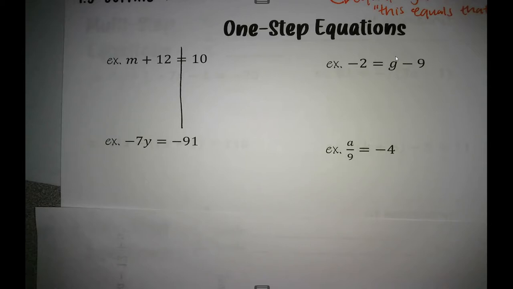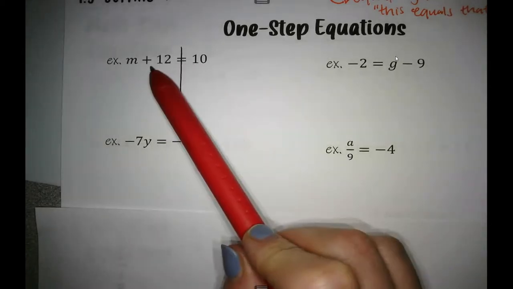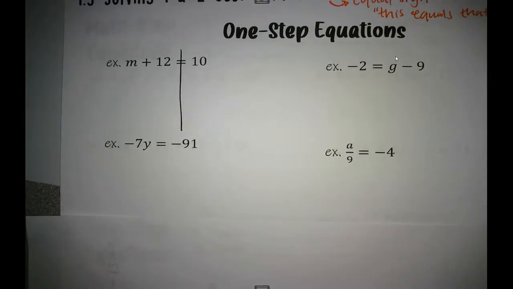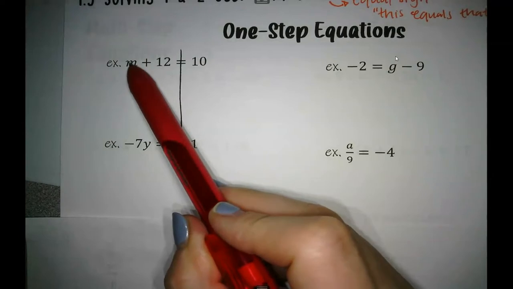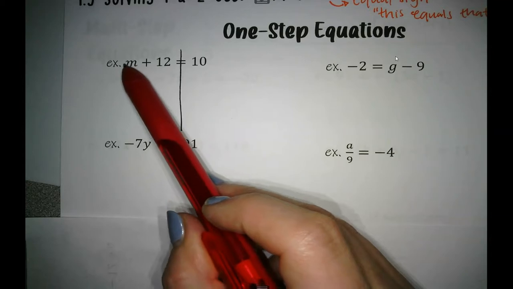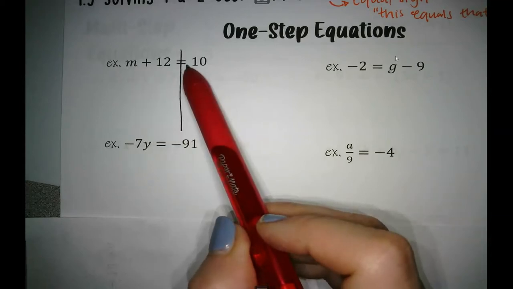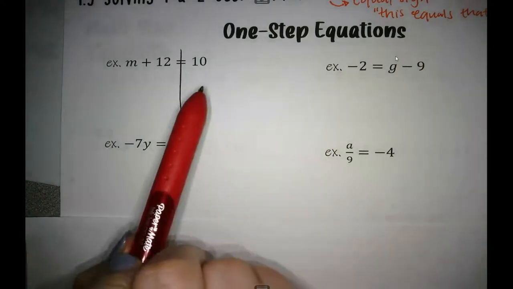Okay? So we got m plus 12 equals 10. And I need to solve for m. That's what the question is going to ask me. Something about solve for the variable. What number makes this equation true? And it's all asking, what does m equal? Remember, our variables just represent a number. So what number is m that makes this possible?